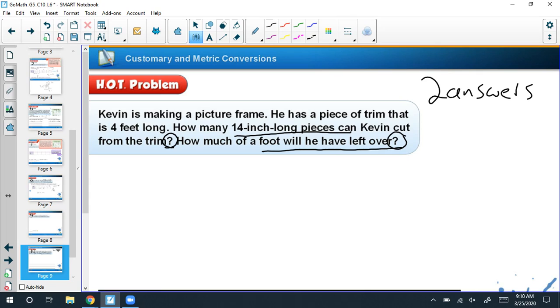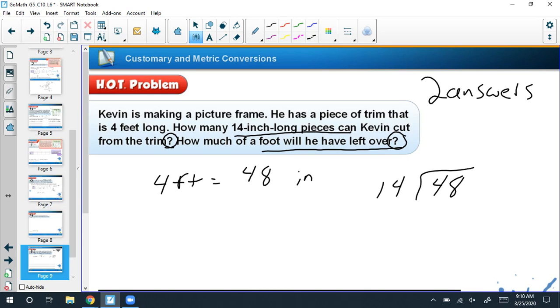So the first thing I need to do is change 4 feet into some number of inches. Well, I know that there are 12 inches in a foot, and 4 times 12 is 48. So 4 feet is equal to 48 inches. If I'm cutting it into 14-inch pieces, that is like repeated subtraction, and repeated subtraction is the same as division. So I'm going to divide here by 14.